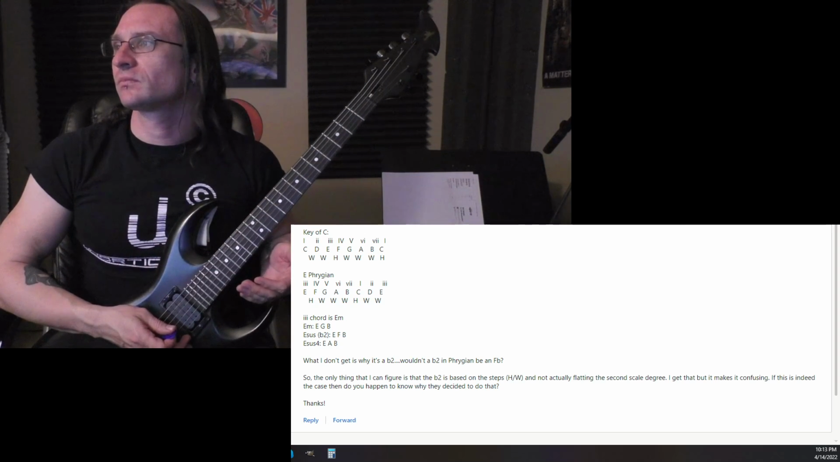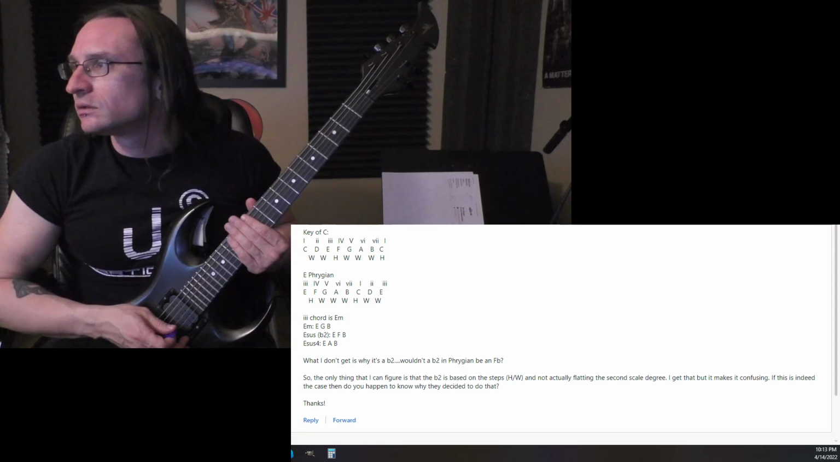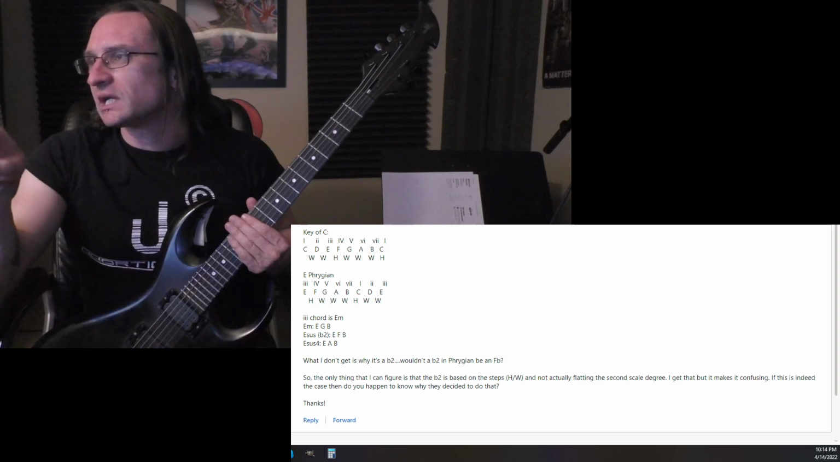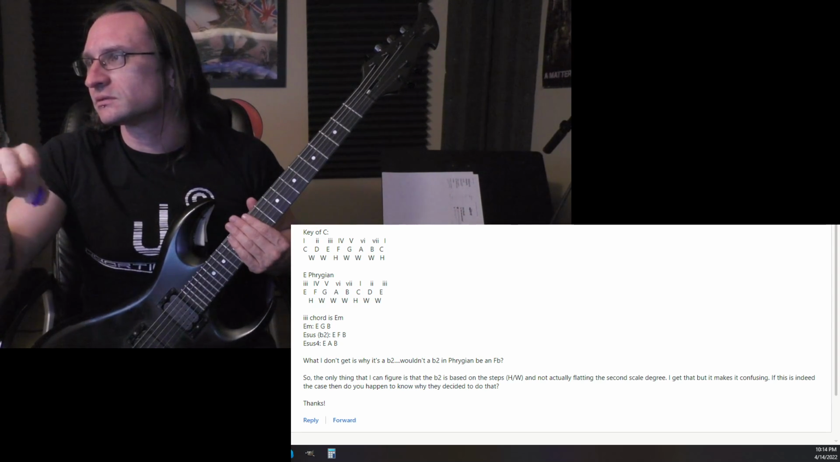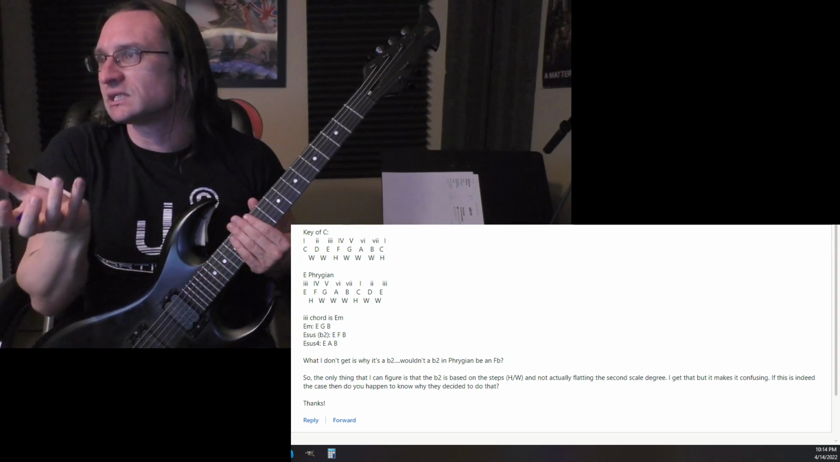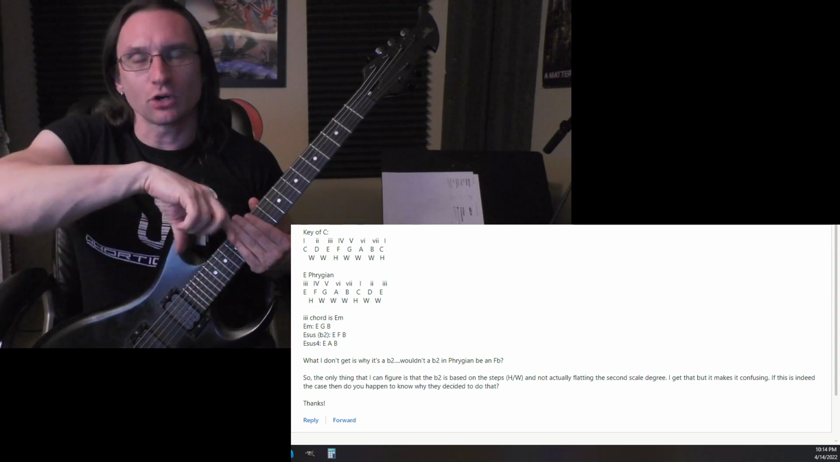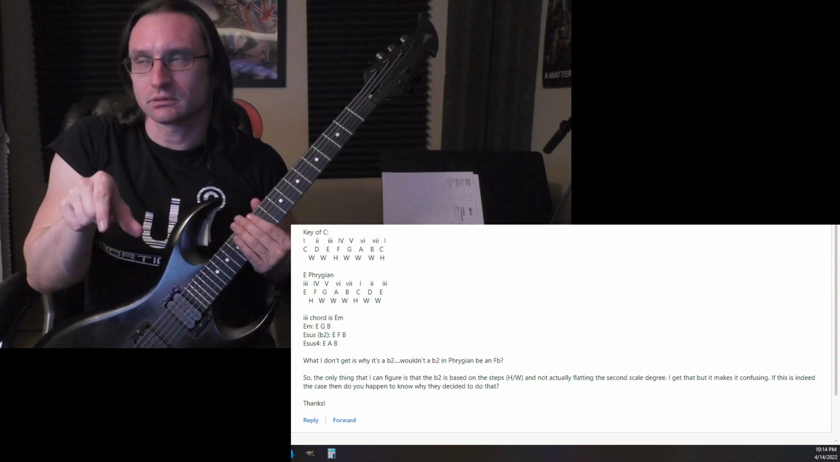So, hang on. Yeah, so the only thing you can't figure out with the flat 2 is that it's not actually flattening the second degree. It's basically already flattened. It's already a minor second up from that note.